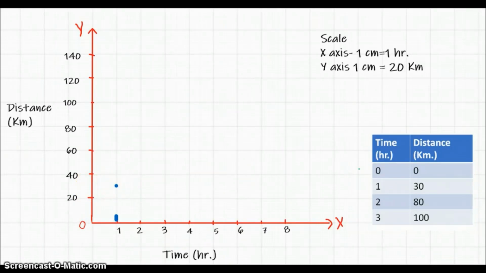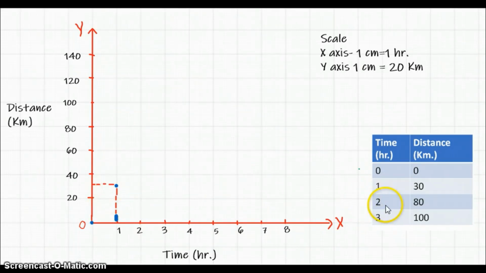If you are not very sure, you can do one thing. Just draw straight dotted lines like this, and wherever they meet, like 1 hour and 30 kilometers, you have to mark it. And here it is meeting, so this is your second point. The first point is this one at 0 kilometers and 0 hours.